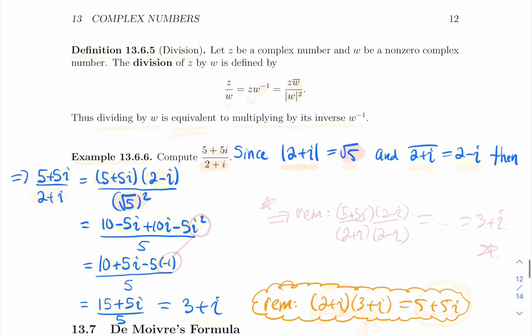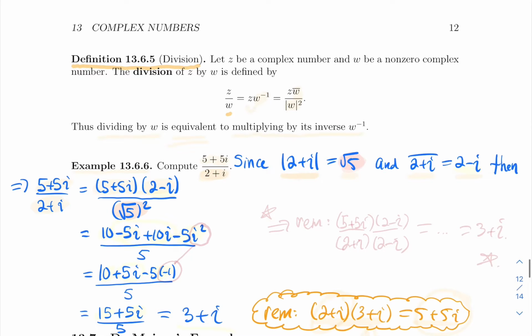Now you can use this to formally define division. If you want to compute z divided by w, of course assuming that w is not 0, it's just z times w inverse. Because w inverse is w bar over the norm of w squared, you then have an algebraic way to compute division. Again, dividing by w is equivalent to multiplying by the inverse of w, or w to the power of minus 1. So let's just do an example.